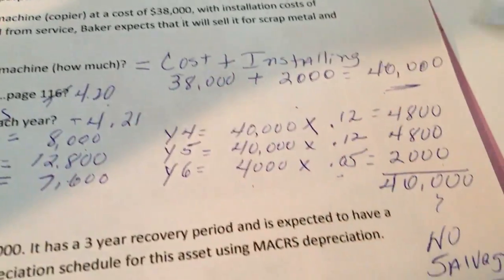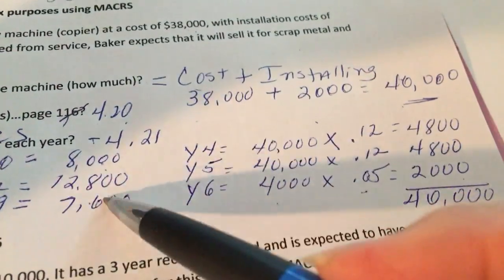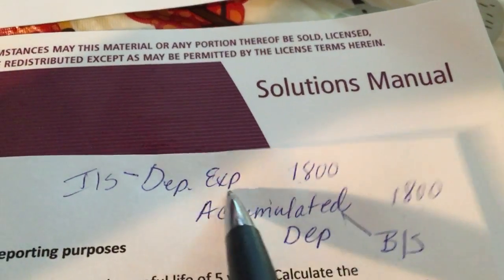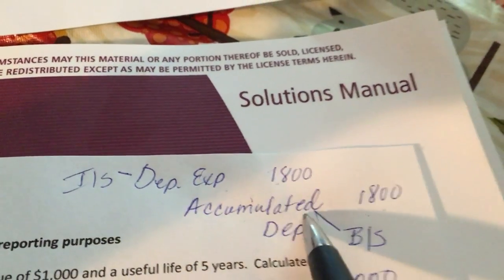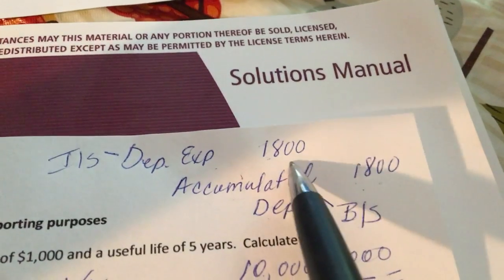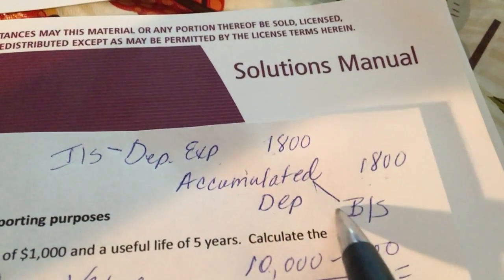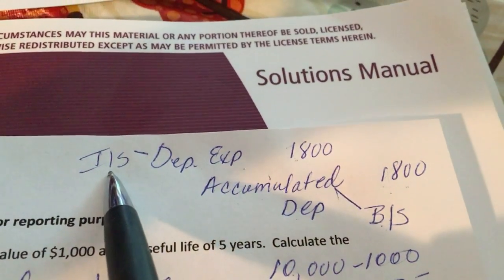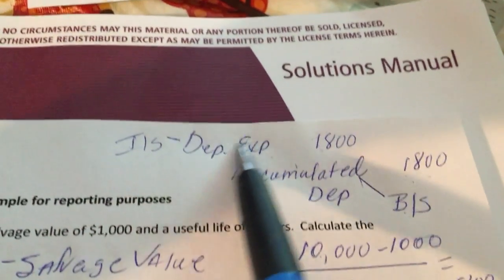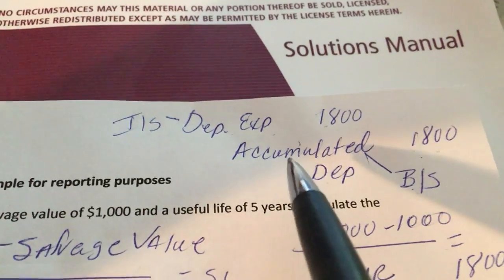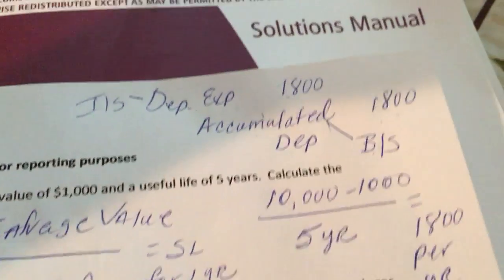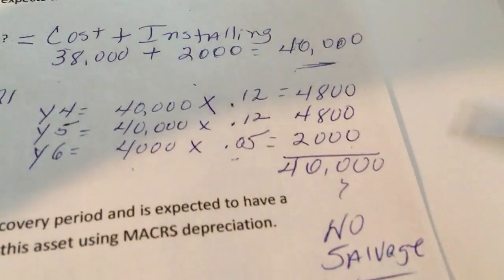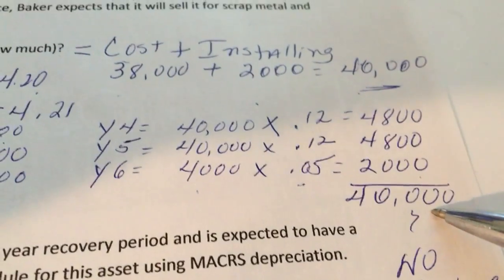All right, now these would be the numbers each year that would go into the journal entry that I gave you: debit depreciation expense, credit accumulated depreciation. Accumulated depreciation's on the balance sheet, depreciation expense goes on your income statement. You close this out every year on the income statement. The accumulated depreciation adds up every year until you have a total of 40,000 in there.